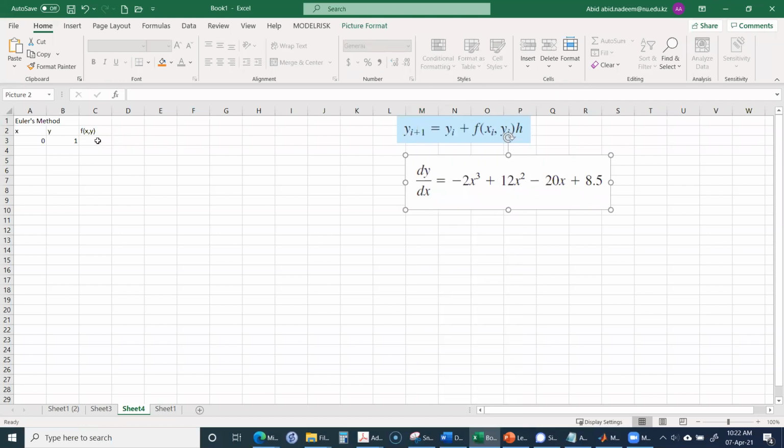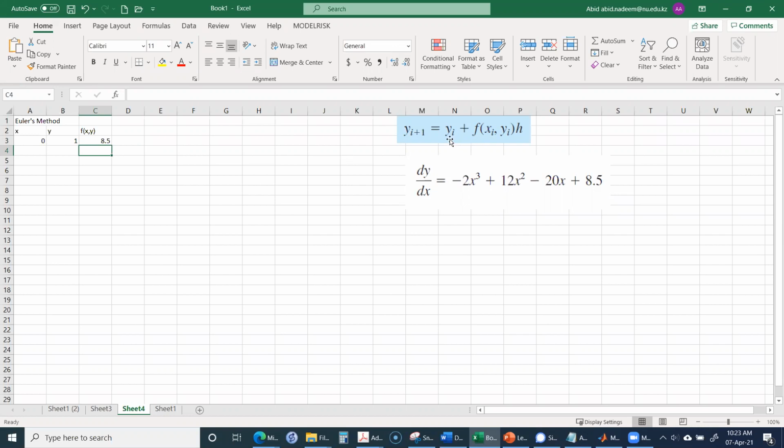If we input the value of x equal to 0 into this equation, then we can find dy over dx, which is basically the slope which we need in this method. So we can input it like this: minus 2 times x cube plus 12 times x square minus 20 times x plus 8.5. In this way we get a value of 8.5 over here.